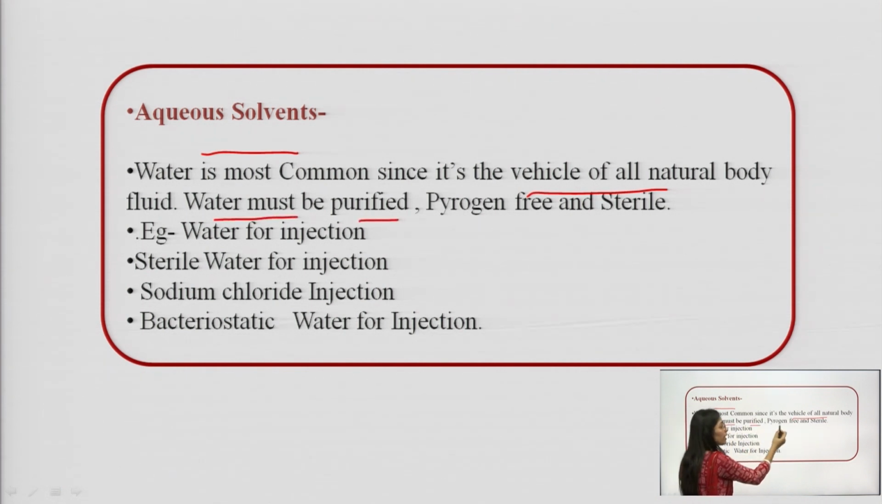Water must be purified, pyrogen free and sterile. Whatever water you are using to formulate a particular parenteral product should be pyrogen free, sterile enough and purified. For this, we use water for injection. You can see water for injection, sodium chloride injection, bacteriostatic water for injection. All these are sterile, pure and pyrogen free, and are intended to be used as aqueous solvents.